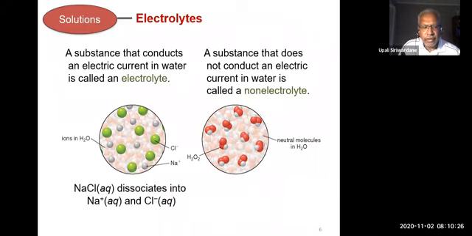Sodium chloride dissociates into hydrated sodium ions and hydrated chloride ions. AQ means hydrated. Hydrogen peroxide doesn't dissociate. It doesn't break up into ions in water.